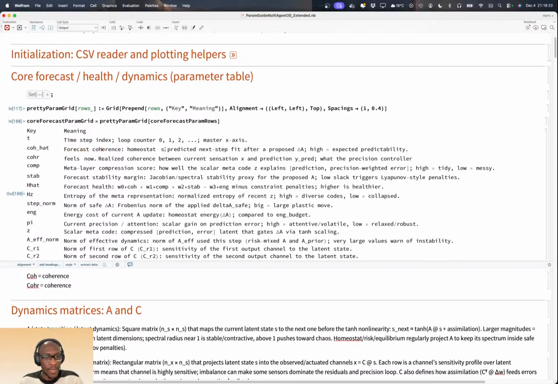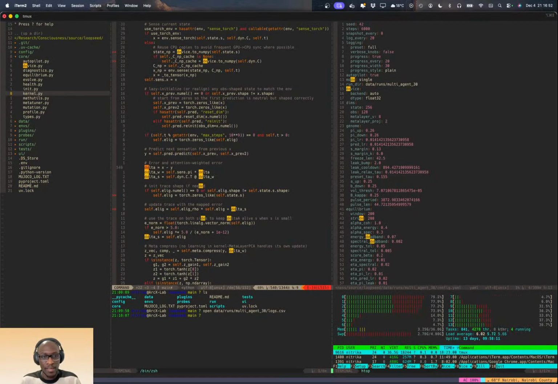So we have a function called homeostat. Homeostat just keeps checking the state of the system, the health state of the system. Is it healthy? Is it in a good state? Is it stable? Is it doing well? So homeostat's predicted next step fit after a proposed delta A. So we have delta A. I can show that right here. Delta, delta A, delta self A.